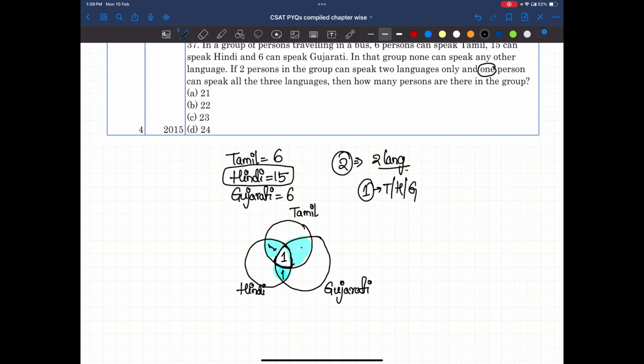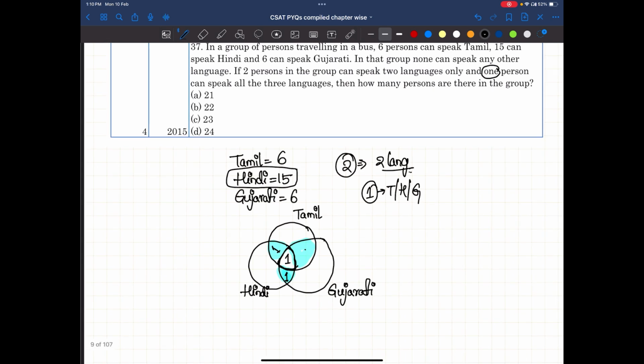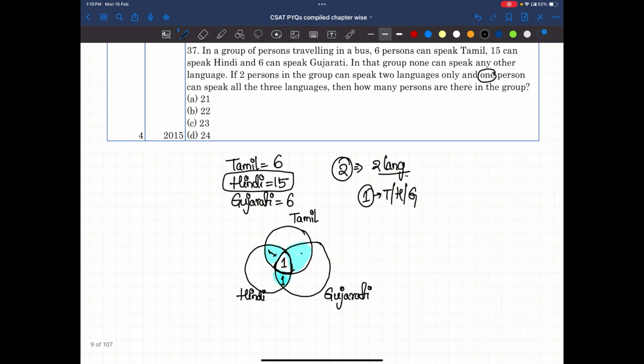So I'll place 1 and 1 here. Okay, now let us complete this circle. Already 1, 2, 3 are present in this part. So totally there are 15 Hindi speakers. So here 15 minus 3, it becomes 12, right? See, 12 plus 1 plus 1 plus 1, it becomes 15.